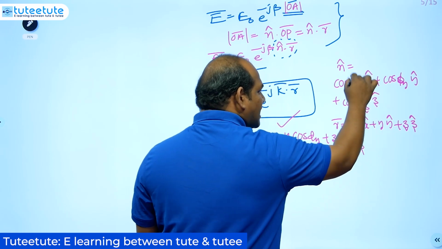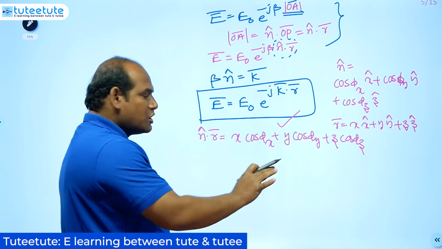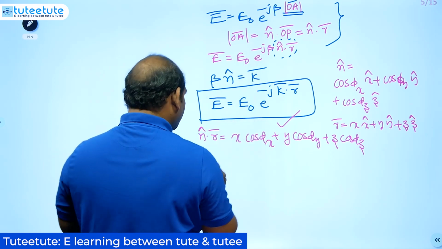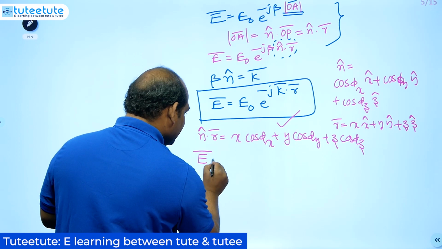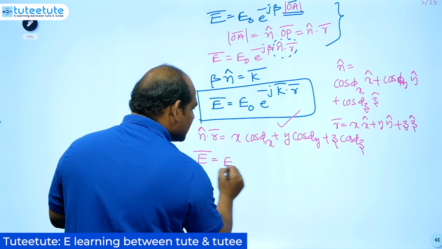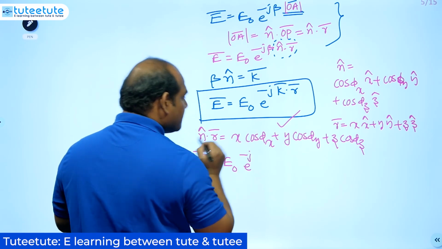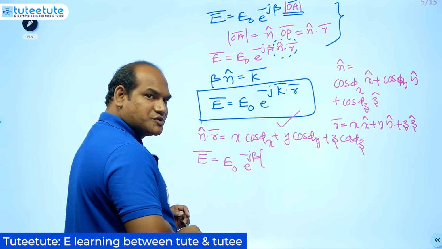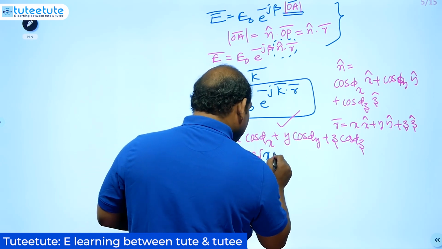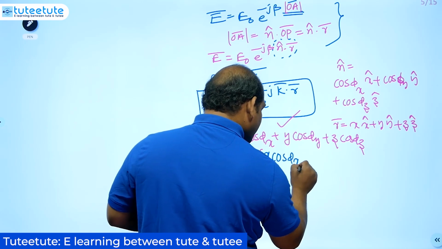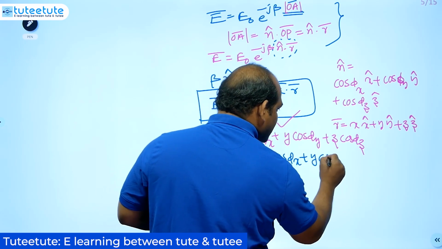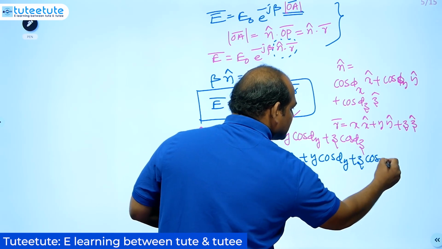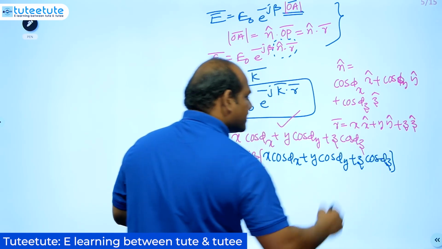By performing the dot product between these two, we got this one. So this is n cap dot r cap. This one we can substitute here. So E bar is equal to E naught into e power minus j beta times this entire thing, which we are able to substitute. What is that one? x cos phi x plus y cos phi y plus z cos phi z. Like this we can write now.